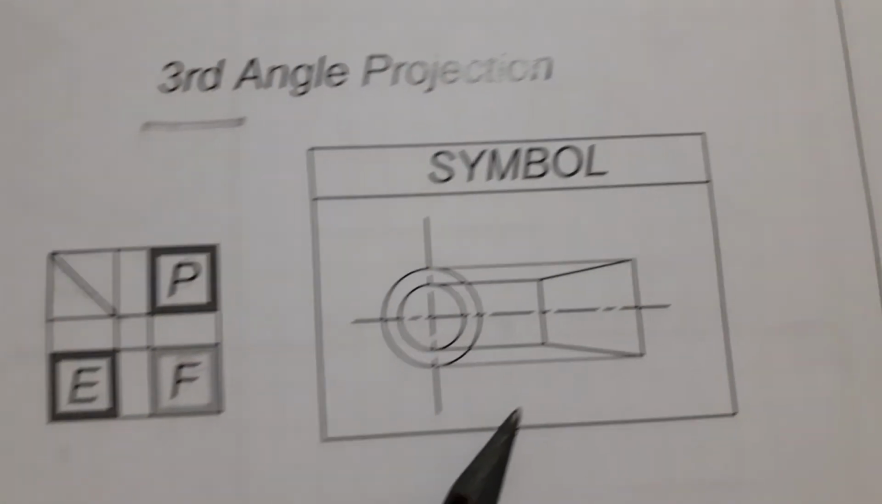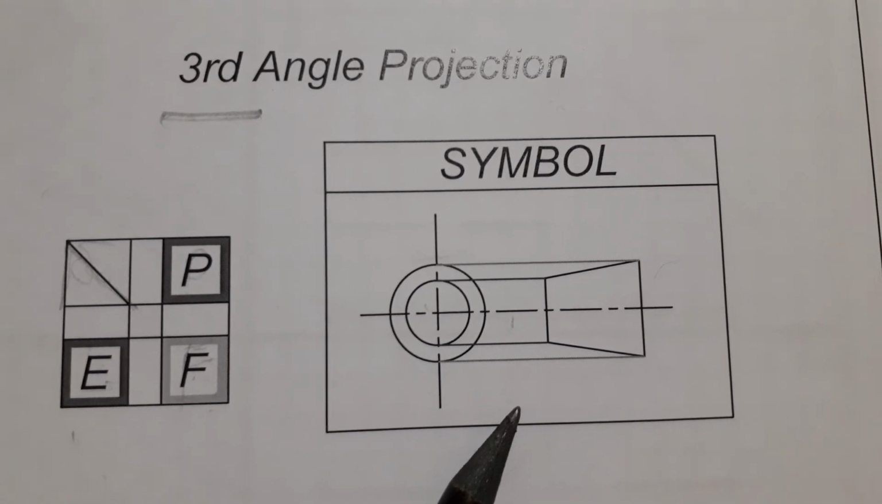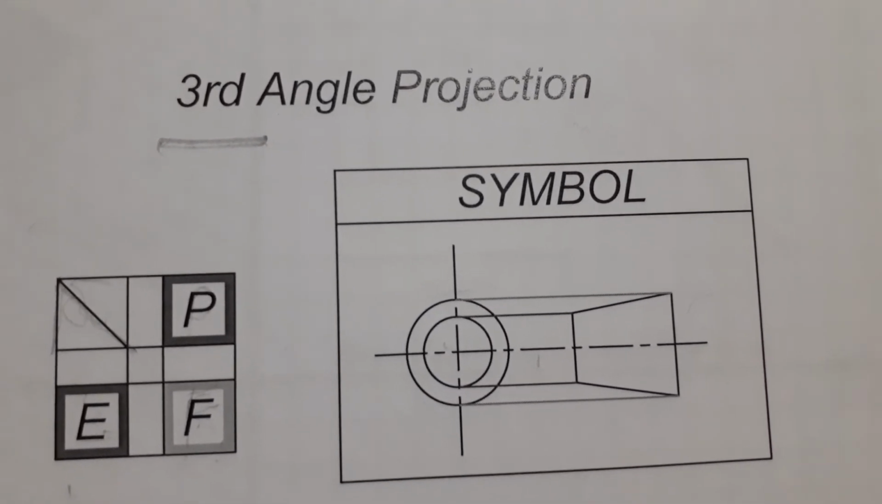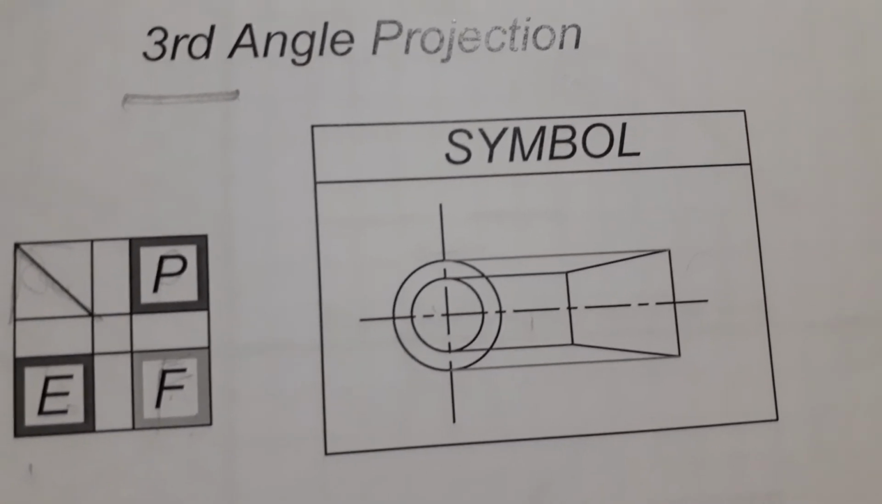For the third angle, the dimensions remain exactly the same. The only difference is that we put the circles in the beginning. Okay? That's all there is to it. Don't complicate it too much.